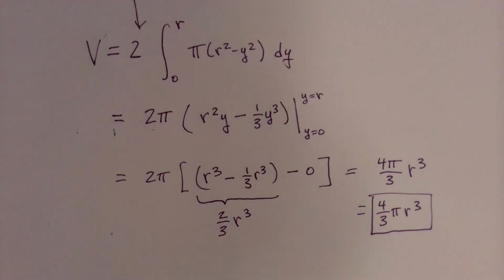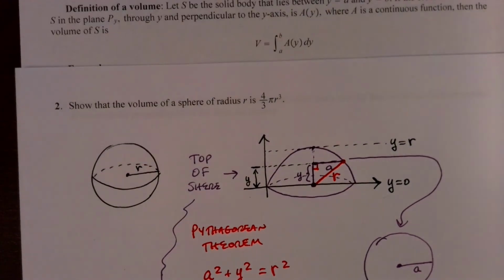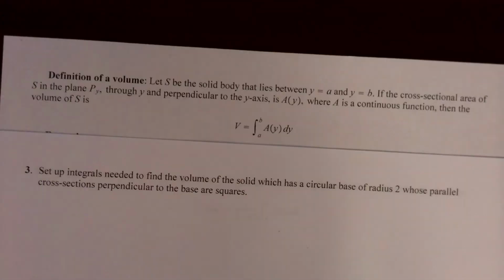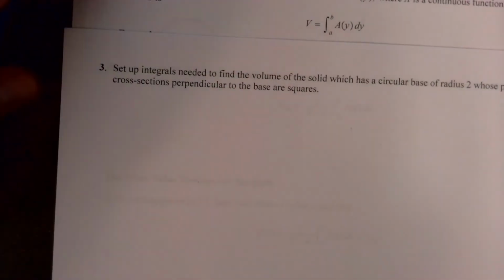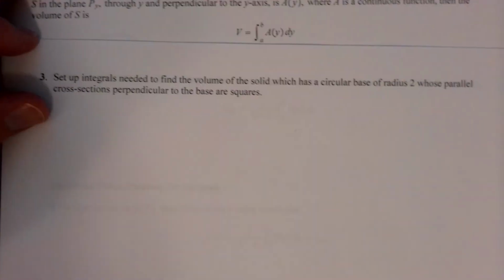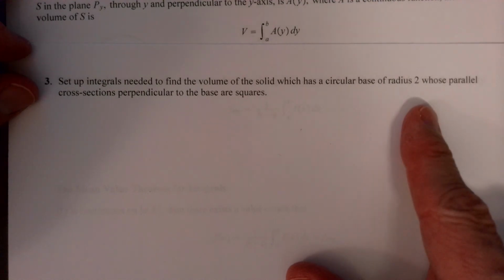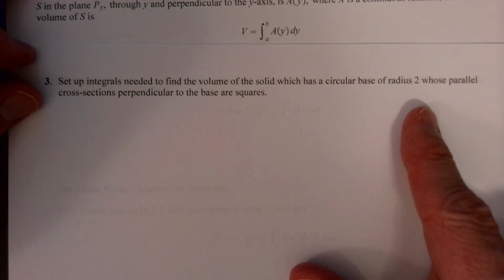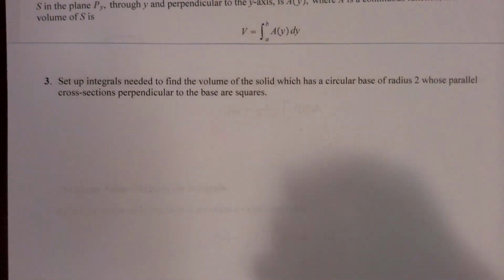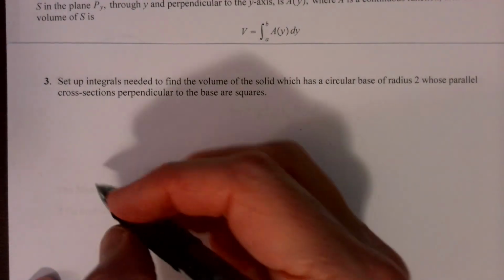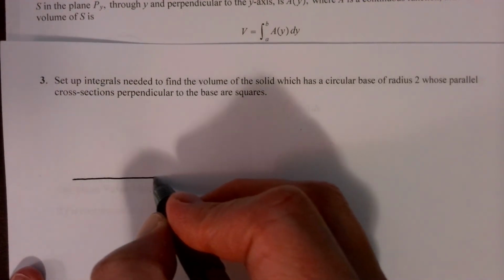Okay. I want to do one more. And let me talk a little bit about this next one here. So the same setup again. We're going to set up the integral needed to find the volume of the solid which has a circular base of radius 2 whose parallel cross sections perpendicular to the base are squares. Okay, so let's see what this is going to look like. This time I'm going to set this up a little bit differently.